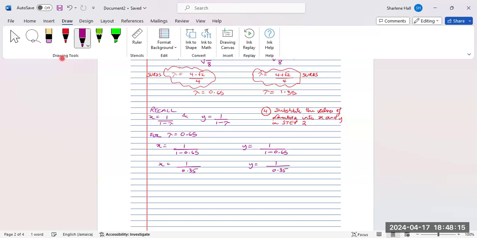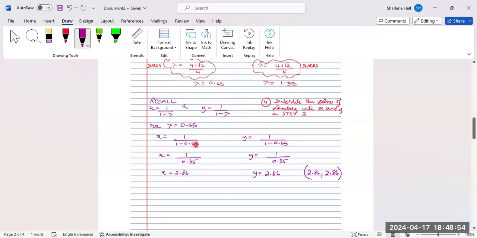What is 1 over 0.35 equal to? That is 100 over 35. 100 over 35, that's 2 point something. Almost 2.5. No, it's 2.857, so 2.86. Y is also equal to 2.86. So I can say it's not a critical point, 0.86, comma, 2.86.